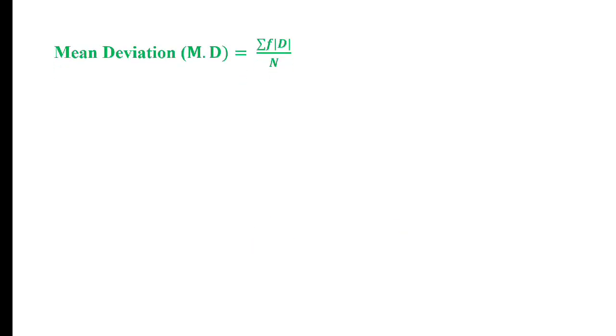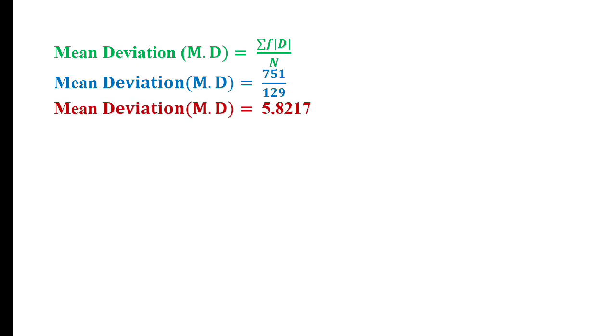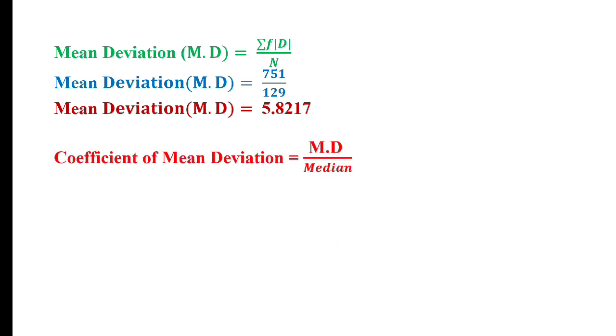Mean deviation equals summation f into D divided by N. Summation f into D is 751, divided by 129. Then mean deviation equals 5.8217. After finding mean deviation, we need to find the coefficient of mean deviation: mean deviation divided by median. Mean deviation value is 5.8217, median value is 25. Simplifying, we get coefficient of mean deviation equal to 0.23286. In this way, we can find the mean deviation and coefficient of mean deviation for a discrete series of observations.